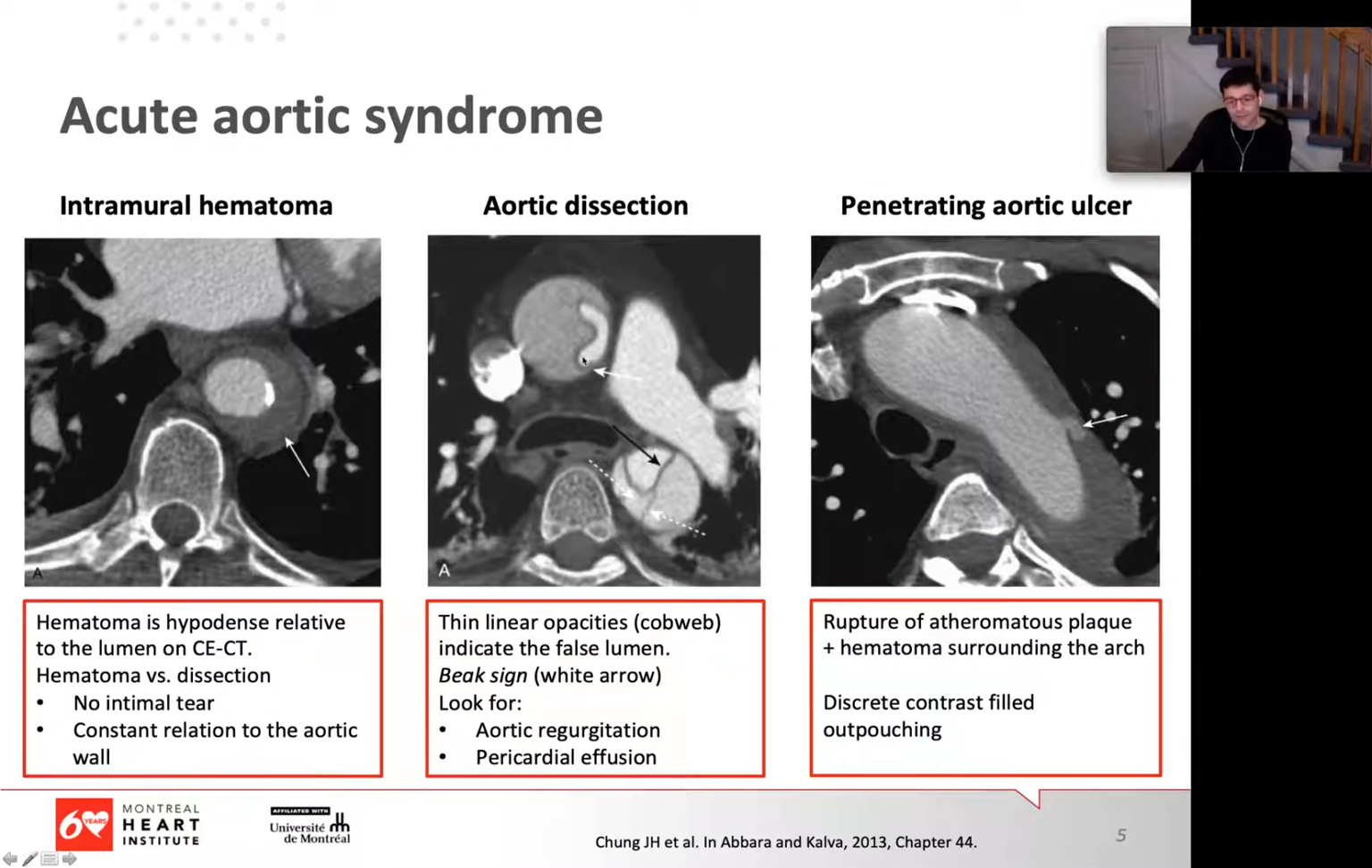The most common presentation is an aortic dissection, where you will see typically a small true lumen and a larger false lumen with a beak sign, which is the acute angle of the false lumen that is absent in the true lumen. If you see an aortic dissection, always look for a pericardial effusion and for aortic regurgitation. And finally, a penetrating aortic ulcer can be at the origin of a hematoma, but you will see a discrete contrast-filled outpouching that corresponds to the ulcer.